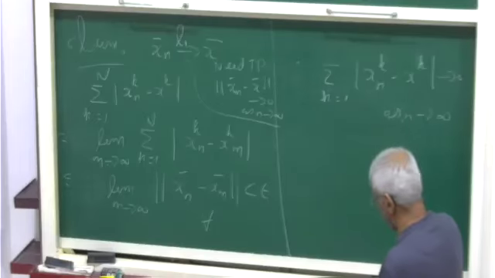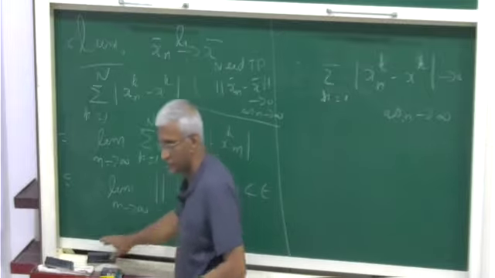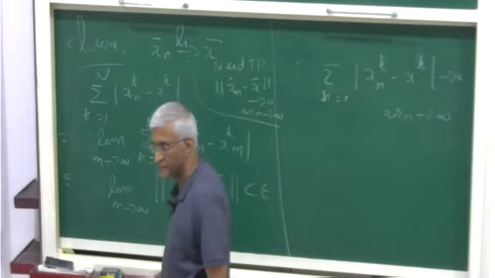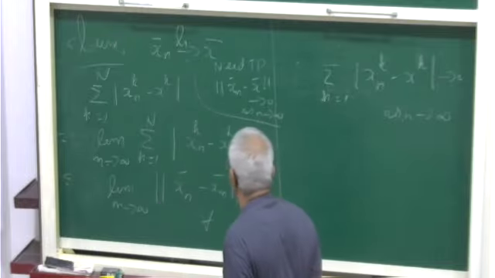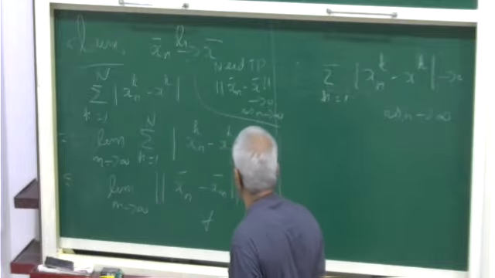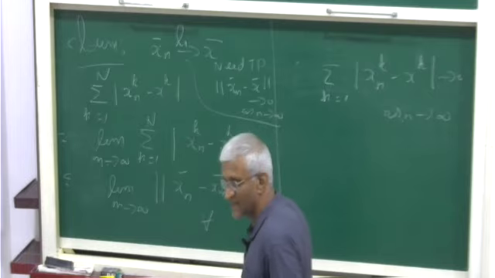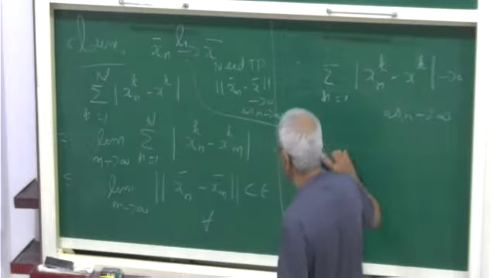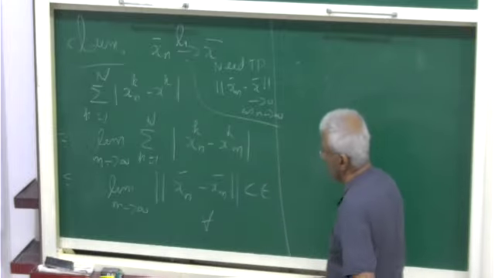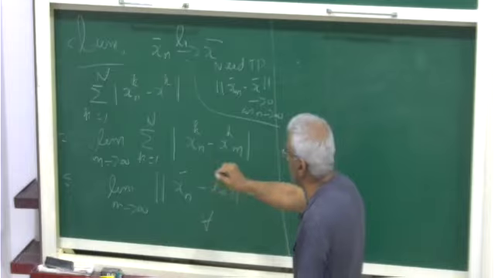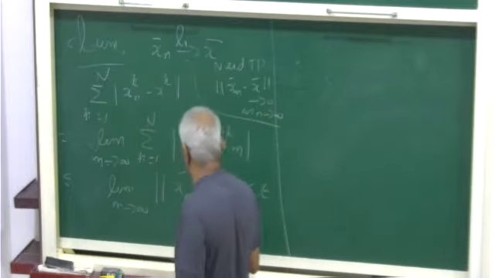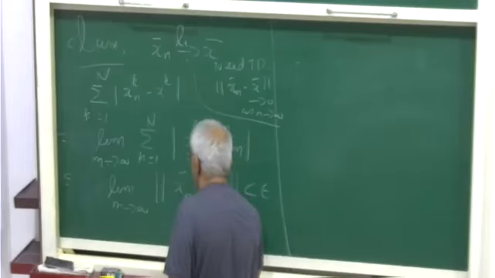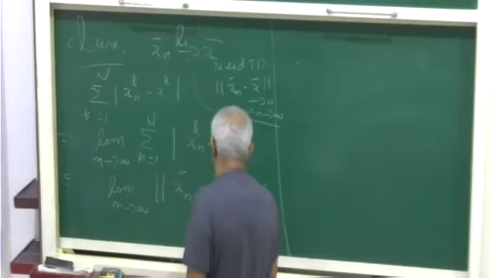Take it from capital N. That will mean it's less than epsilon. That's right. Correct. So yes, you are right. Till here it is clear. This is less than epsilon for all n greater than something.